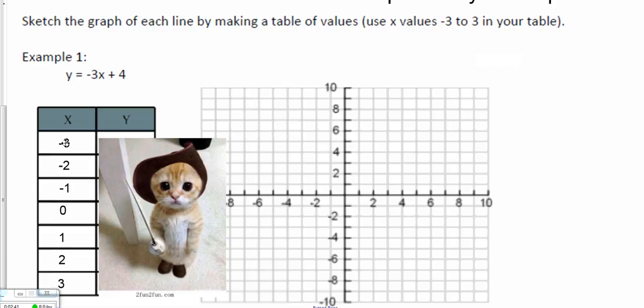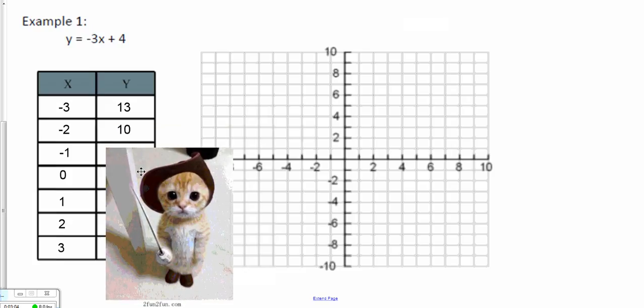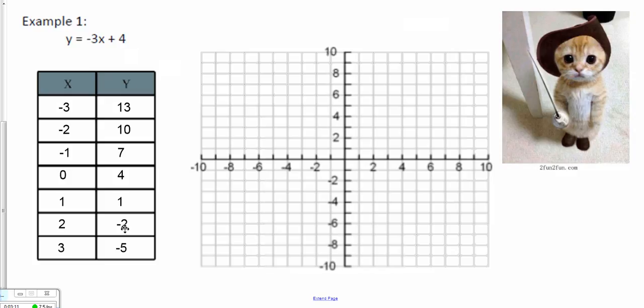Now to find our y values, we just plug these values into the equation. At -3, we would plug it in here and say -3 times x, which is -3. So -3 times -3 is positive 9, plus 4, we're at 13. So y would be 13 in that case. Let's say we plugged in -2. We'd have -3 times -2, which would be positive 6, plus 4 would make 10. And so on and so forth. I will let you do the rest, but I'll let you know right now this is what the table should look like in the end.